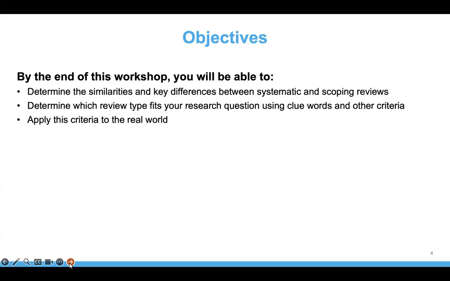By the end of this video, you'll be able to explain the key differences and similarities between systematic and scoping reviews, identify which review type aligns with your research question using a 3-point criteria, as well as clue words or phrases. And then lastly, apply this into the real world with your own research questions.